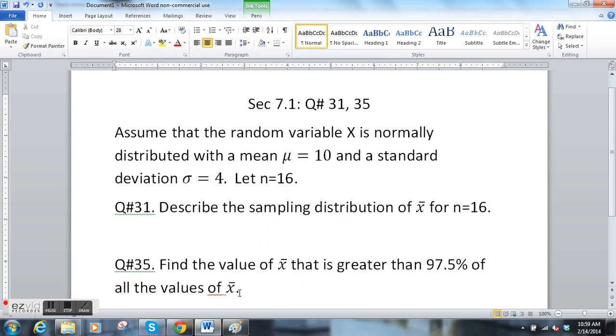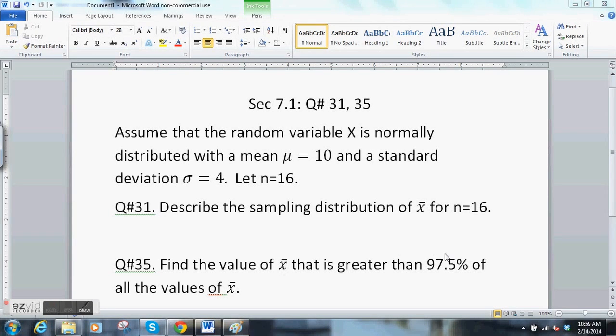So, question number 35, find the value of x bar that is greater than 97.5% of all the values of x bar. It's a weirdly worded question. Give me a minute. I'm going to pause the video to clear my paint picture.